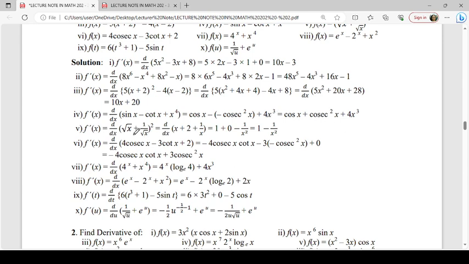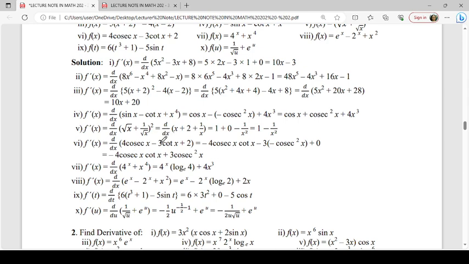Then (root x plus 1 by root x) whole square. So we are expanding this. Root x whole square is x, then twice ab, it is 2 only, and (1 by root x) whole square is 1 by x, so it is x plus 2 plus 1 by x. Then d/dx of this is this one.